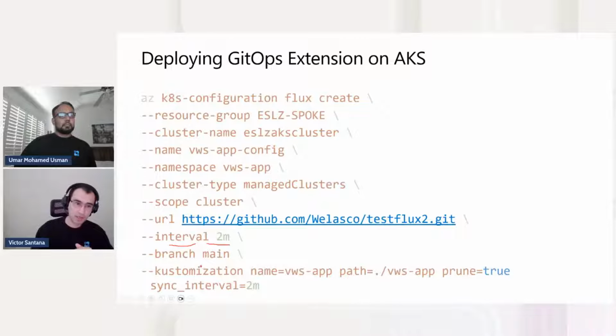And the branch parameter is for when your repo has multiple branches. Here we are using the main branch, so whatever changes happen on main, we're going to try to reflect them on the cluster.